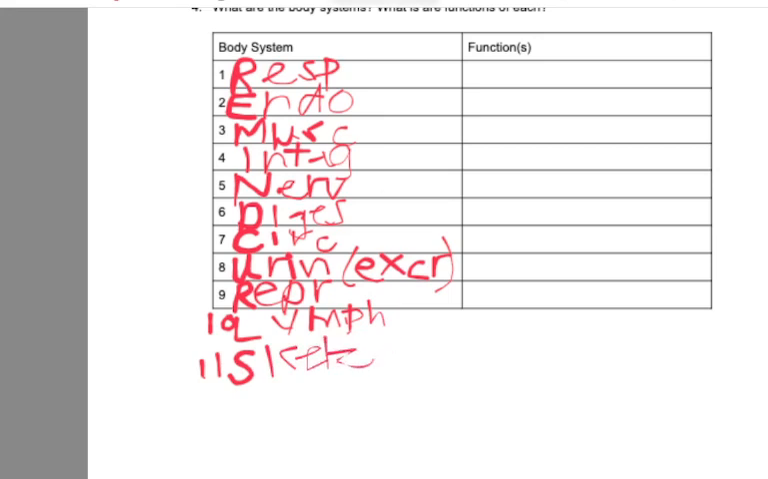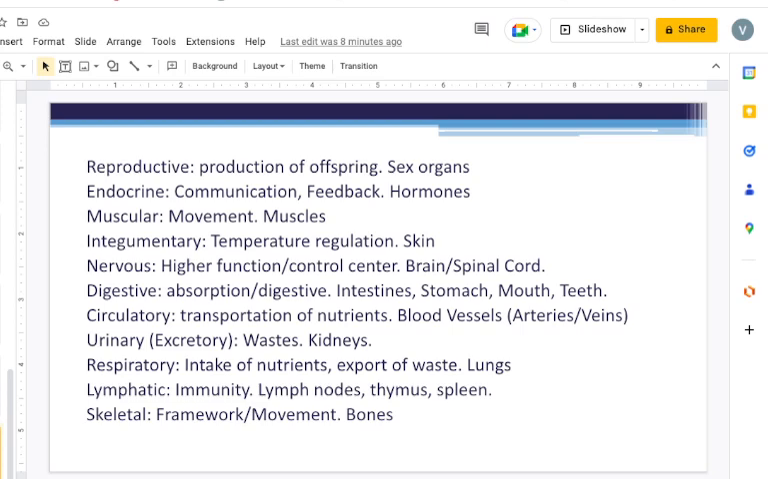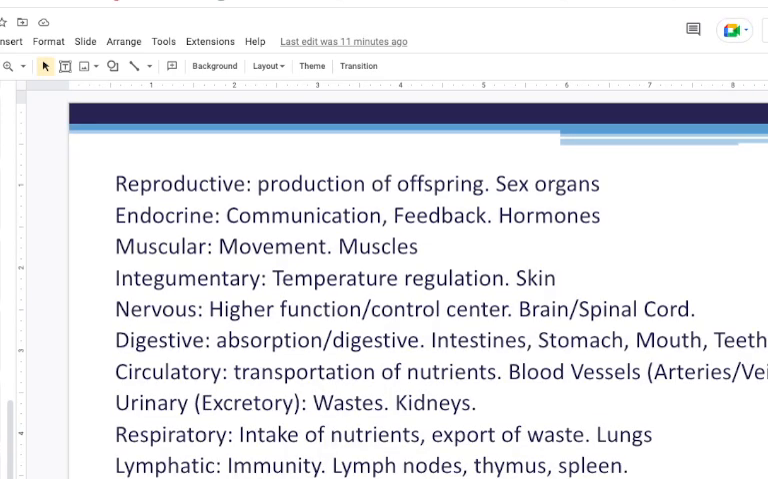Okay, and the functions of each as laid out in that video, well, our reproductive is to reproduce offspring, and the important structures in that are our sex organs. Endocrine is for communication and aids us in our homeostatic feedback loops, and one of the important structures in that are hormones. Muscular system is for movement, and the important structures in that would be our muscles. We have skeletal muscle, smooth muscle, and we're going to talk more about that as the semester continues. Integumentary has the function of temperature regulation, and the important structure in that is our skin.